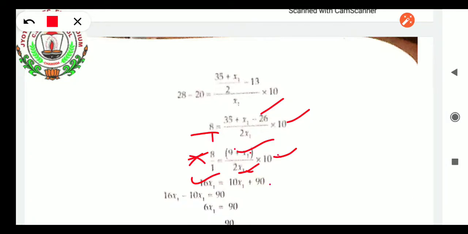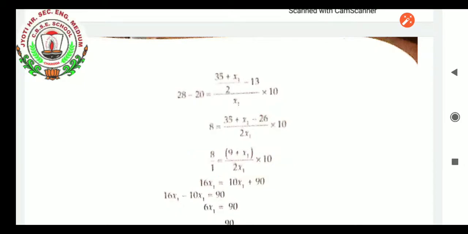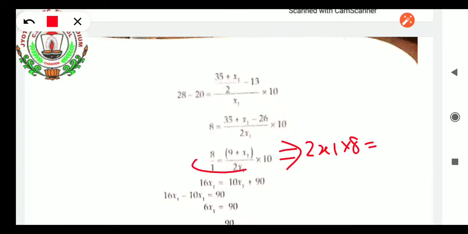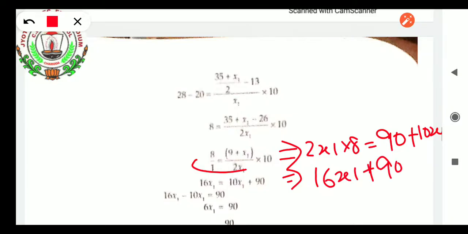The bracket will be opening. How I will be explaining once again this line. This line I will be going to explain you what happened. 2x1 into 8 has been done, 2 has been removed here, equals to 10 into 9, 90, plus 10 into x1, 10x1. Have you understood? Now 2 into 2x1 into 8, it will be 16x1, equals to 90 plus 10x1.